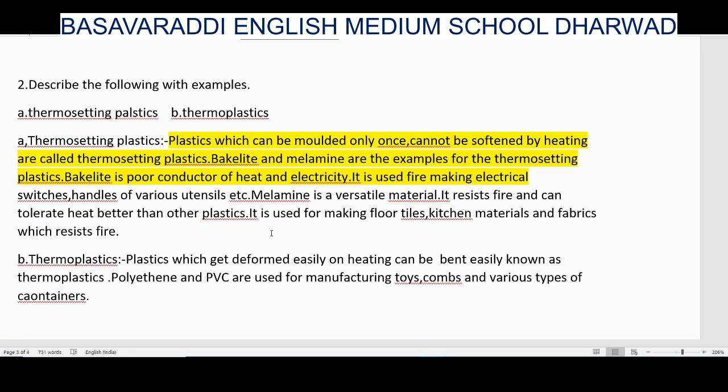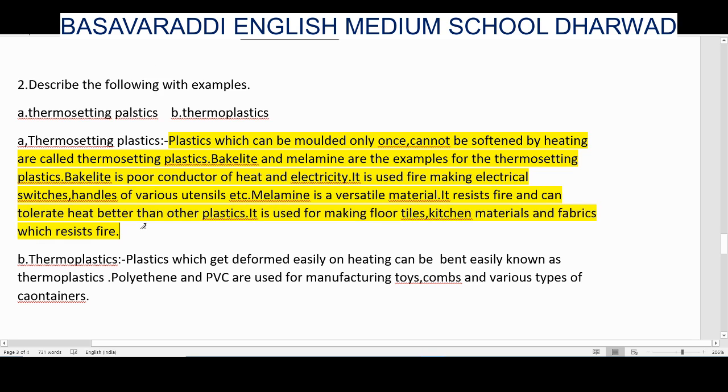But this melamine is a versatile material. It resists fire and can tolerate heat better than any other plastics. That means it is used almost everywhere. It is used in making floor tiles, kitchen materials, and some kinds of fabrics which are fire resistant. So this is how the thermosetting plastics are.